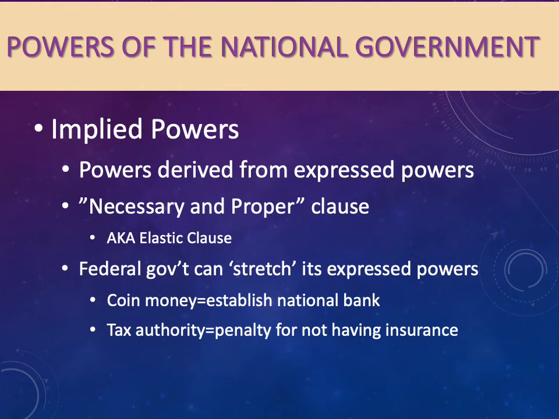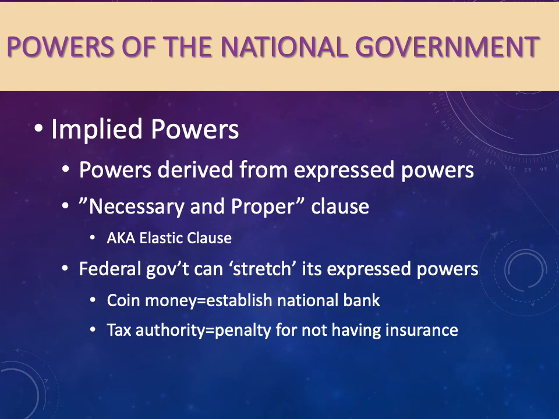A more contemporary example of that is the Affordable Care Act and Congress's use of the taxing authority. In the Affordable Care Act, which was a national law, as you know, there was a penalty that you would have to pay if you didn't have health insurance. And when that law was passed, people screamed foul. And they said, look, Congress doesn't have the authority to penalize somebody for not having health insurance.